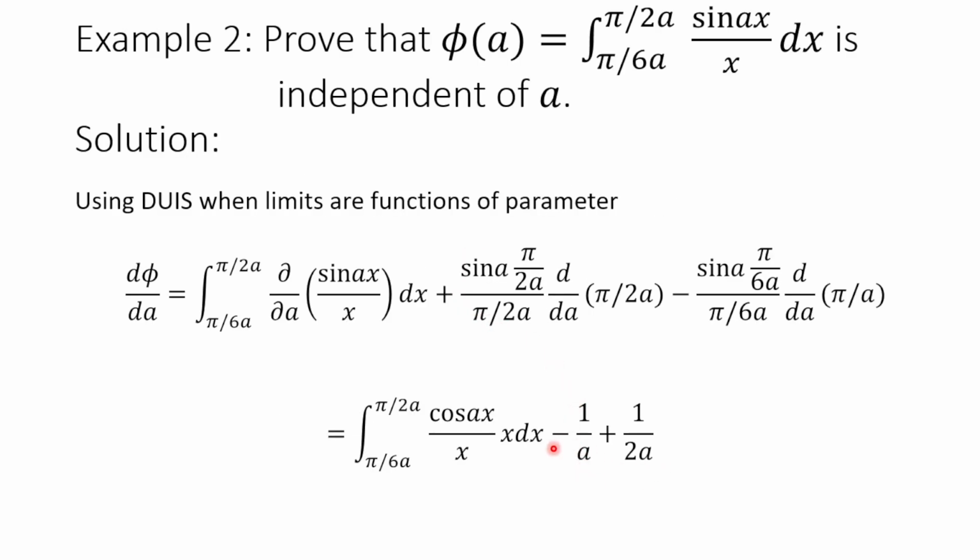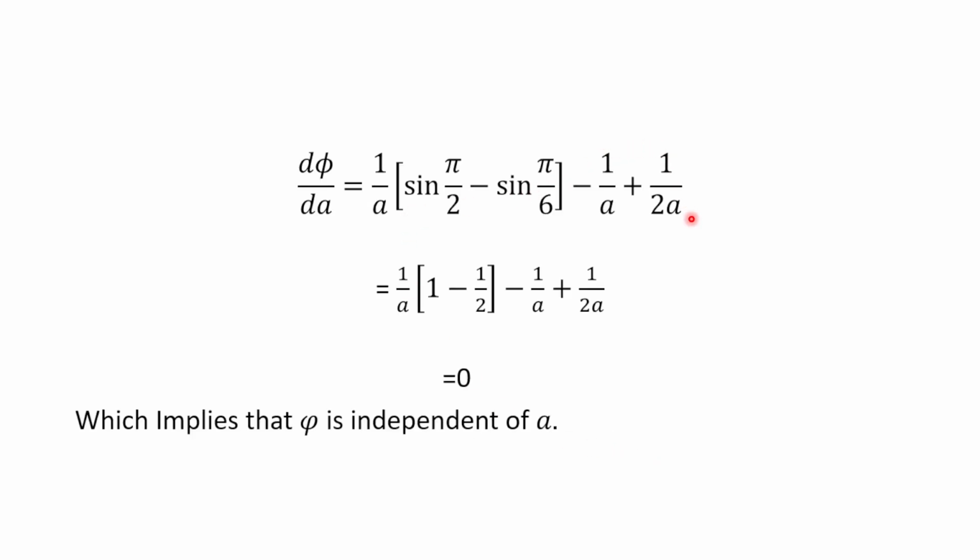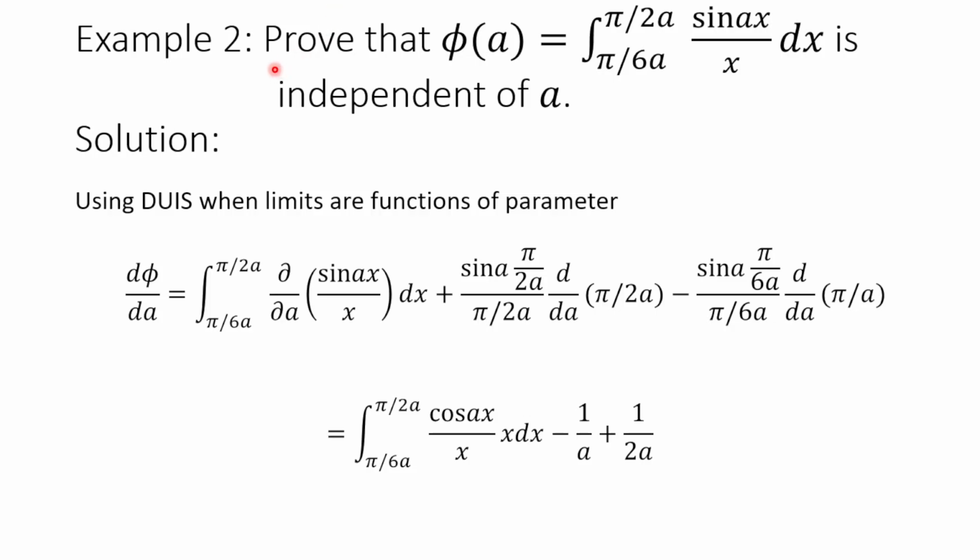Apart from this, we have these two terms, minus 1 by a and plus 1 by 2a. These two are as it is. So 1 by a sine pi by 2 is 1, minus sine pi by 6 is half, minus 1 by a and plus 1 by 2a. Hence overall, the entire term is going to give us 0. This implies that d phi by dA is going to be 0. That means your phi is independent of A, which is what we have to prove. What we have proved is d phi by dA is equal to 0, that means phi of A is independent of A, right?